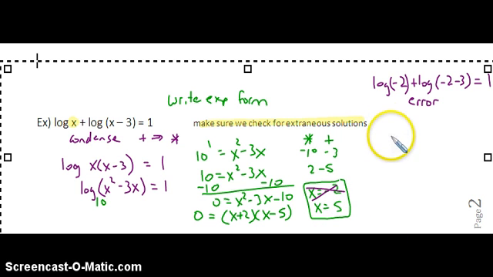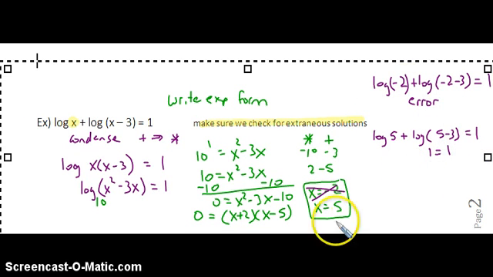Let's test it with 5 to make sure that that works. Log of 5 plus log of 5 minus 3, that should equal 1. So in my calculator, I'll type in log of 5, close the parenthesis, plus log of 5 minus 3, close that parenthesis, I get 1. And since 1 equals 1, it checks out. I only have one of the solutions that work here.